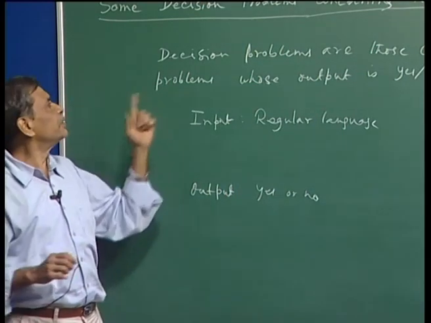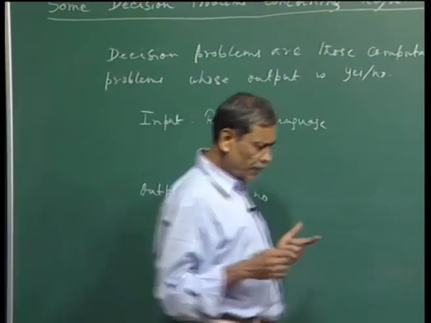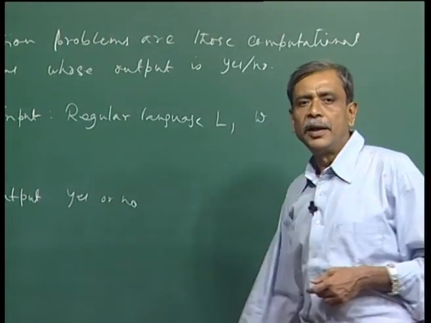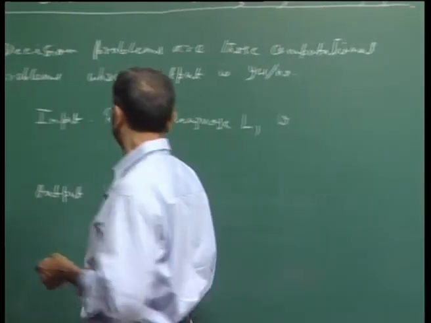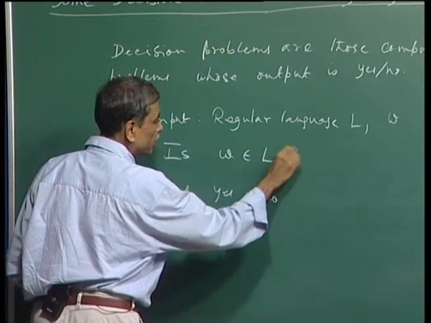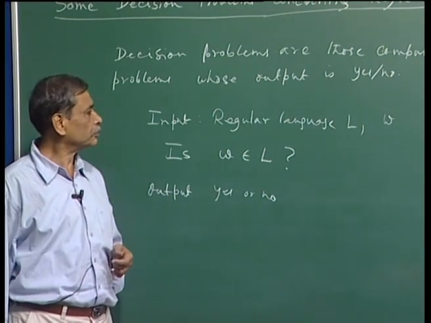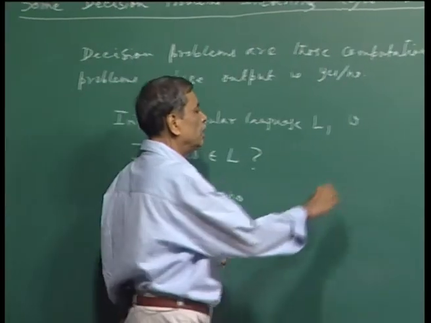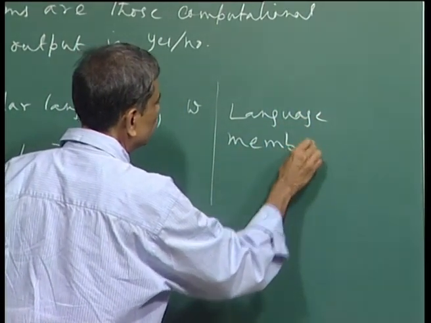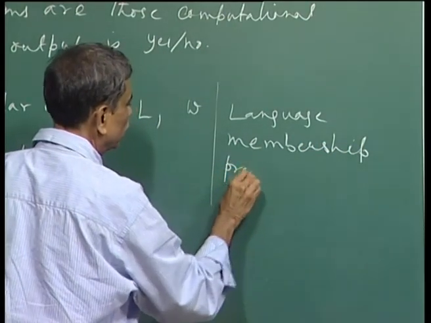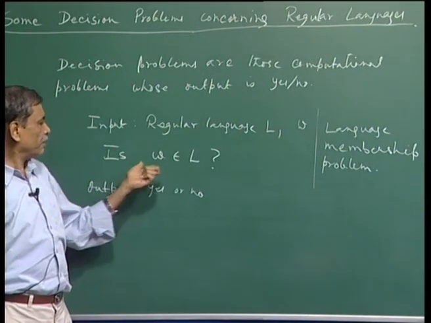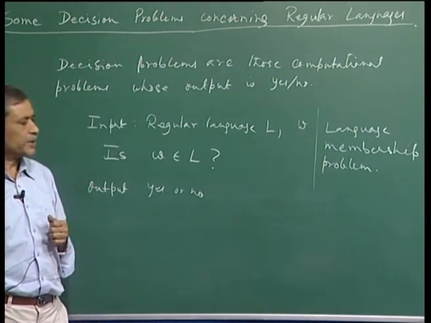In fact, the most important decision problem concerning regular languages is that you are given two things, a regular language L and a string W, and you are supposed to decide this question: is the string W in the language? The answer is either yes or no. This is called the language membership problem. We are asking whether the string W is a member of the language L. And that is what we need to decide.